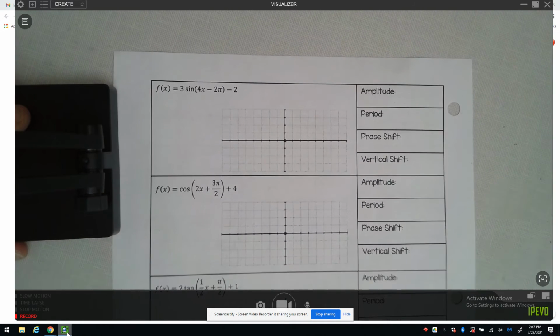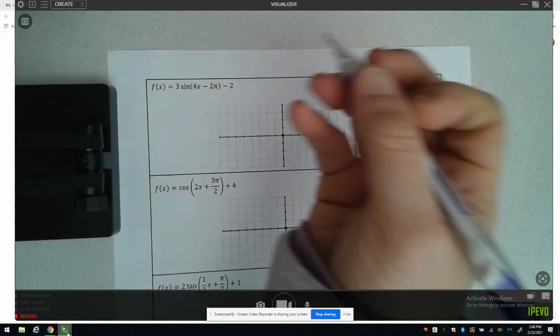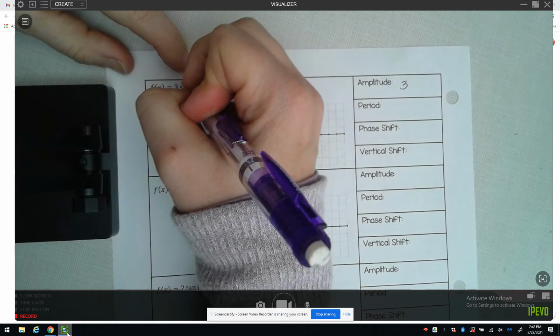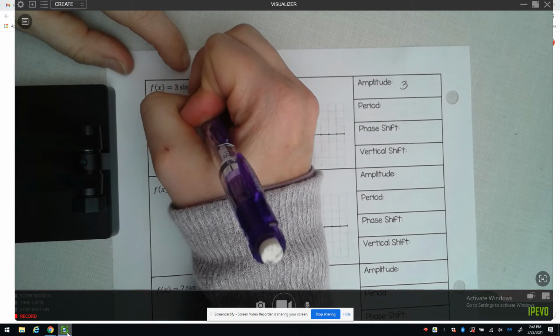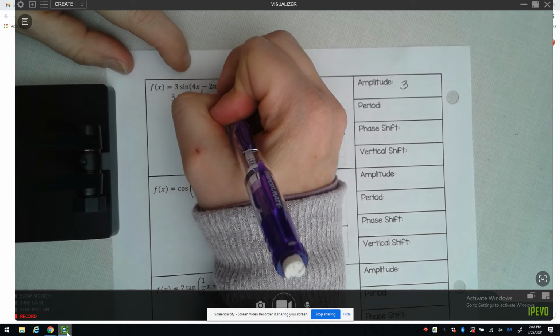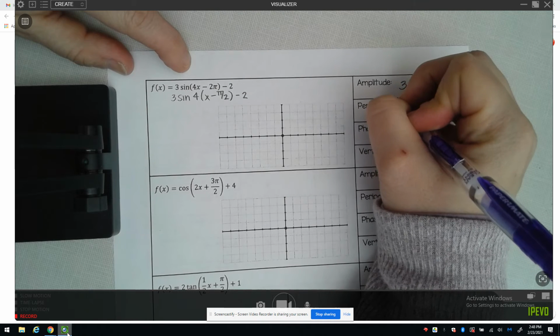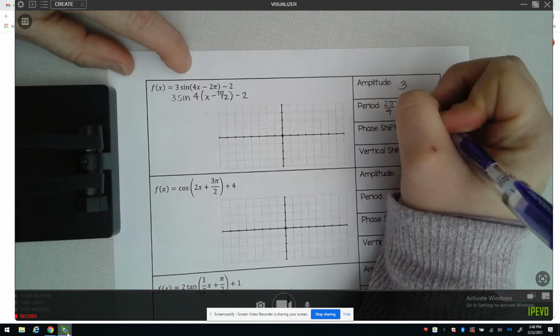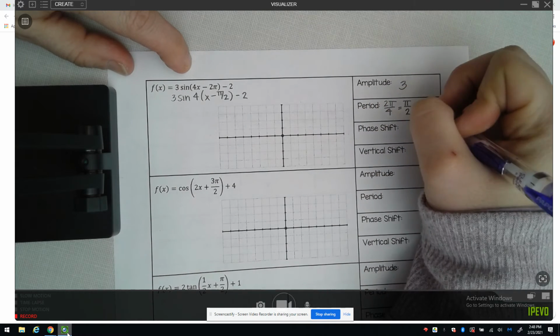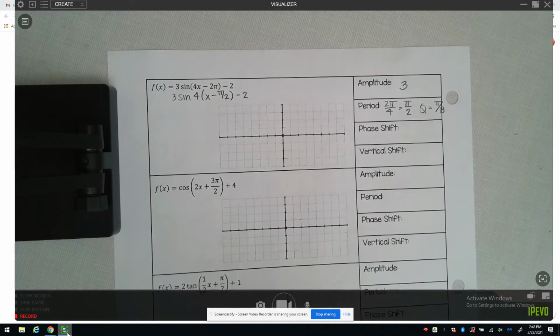Couple more to do. Now this one, my amplitude is 3. And that 4 is in there, so you need to factor out that 4. So 3 times the sine of 4 times the quantity x minus pi over 2, minus 2. Remember, when you're factoring, you're dividing. So my period is 2 pi over 4, which is pi over 2, which makes my quads pi over 8. Just going to scrunch it in.